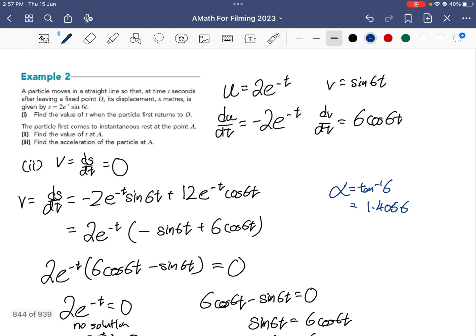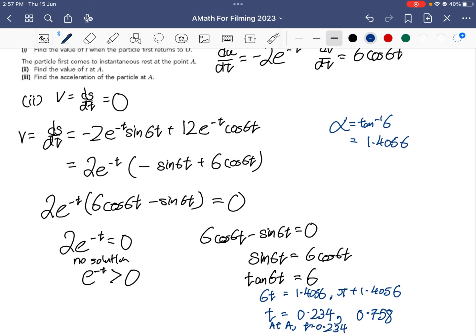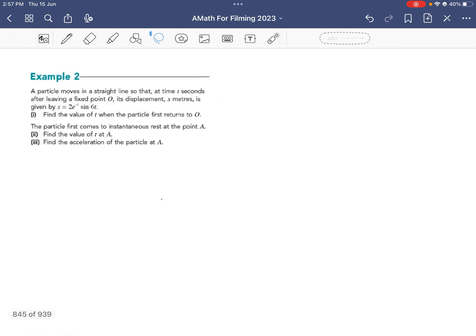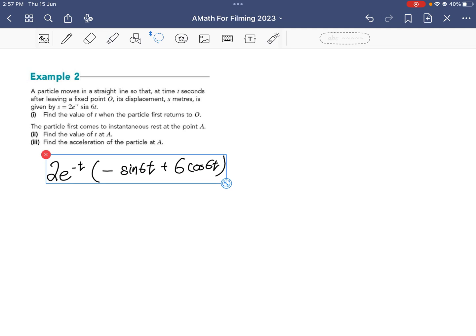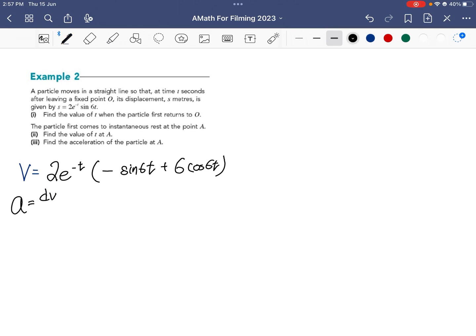Now, part 3. Find the acceleration of the particle at A. Previously, we have the velocity given by this whole chunk here. Let me just copy this out, then paste it here. This is going to get a bit complicated, but just follow, it'll be fine. Do you remember how we get acceleration from velocity? That's right. We differentiate velocity with respect to time to get the acceleration.